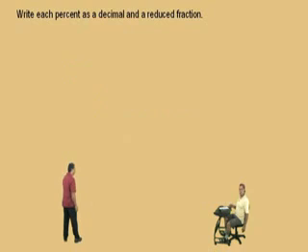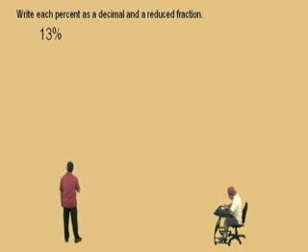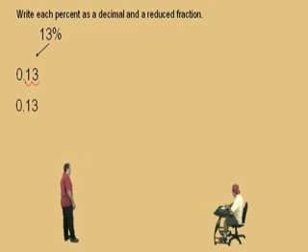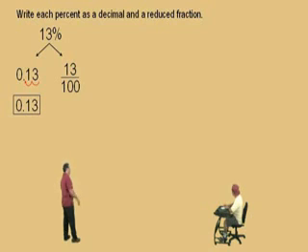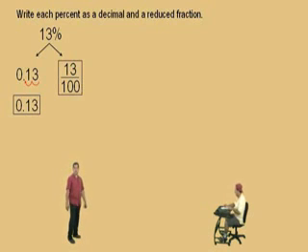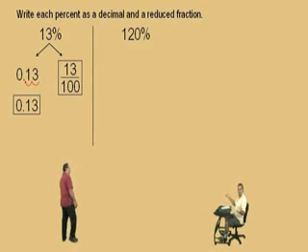Here we go. Write each percent as a decimal and a reduced fraction. So 13%, Charlie, we're going to write it as a decimal, so we move it which way? To the left 2 times. That's right, 2 times, and we get 0.13, 13 hundredths. Makes sense. And so as a fraction, 13% is 13 over 100. That's 13 hundredths. There you go. That's it. Let's do another one.